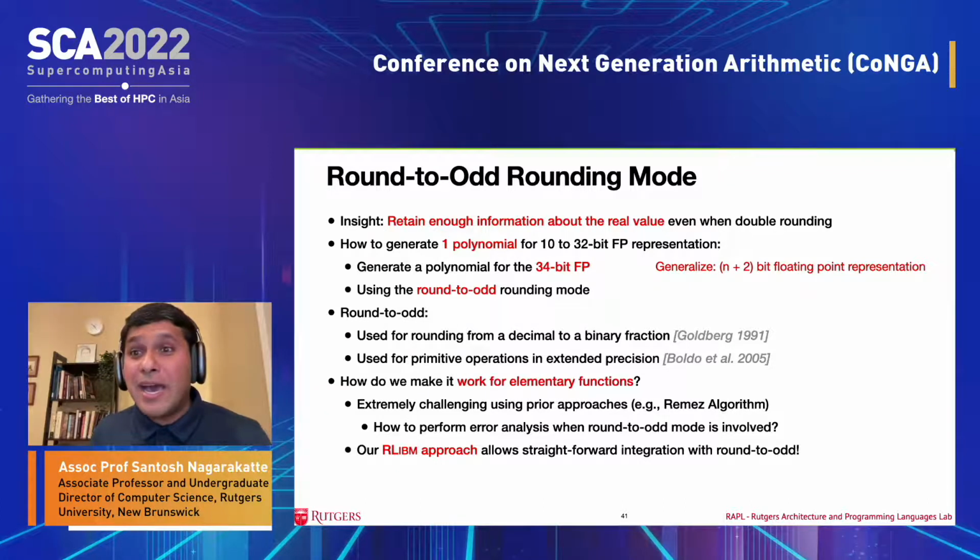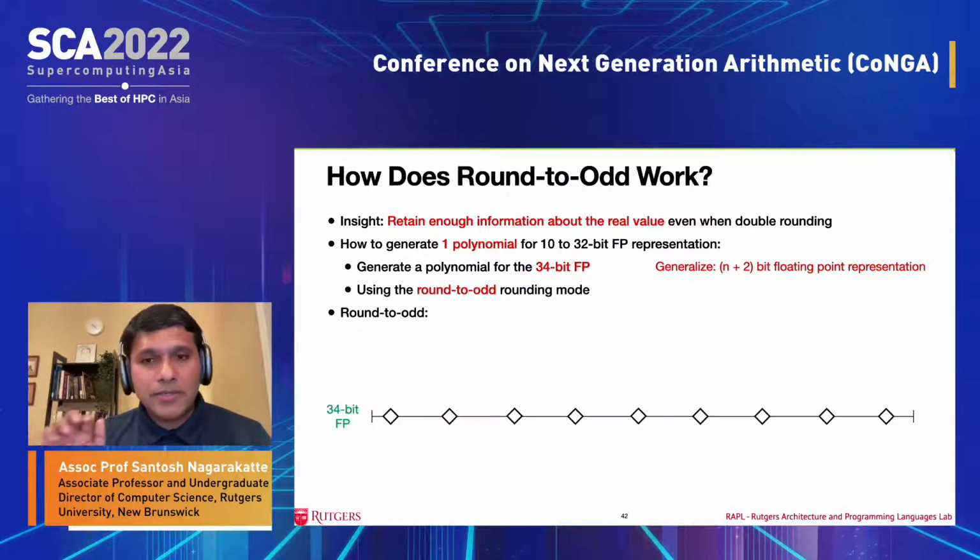In contrast, with RLIBM, we don't care about real values. We only care about the correctly rounded result. It doesn't matter whether it's round to nearest ties to even or round to odd. Once you give an oracle that produces the correctly rounded result, we will take that as our starting point. This is the key reason why we have been successful in generating a single polynomial approximation that works for multiple representations.